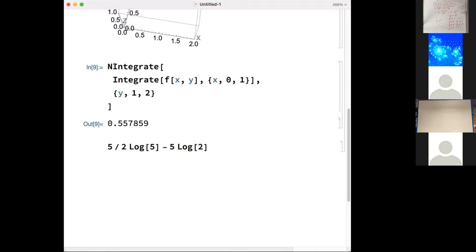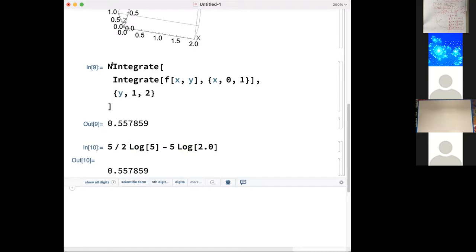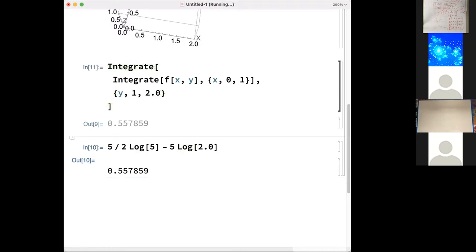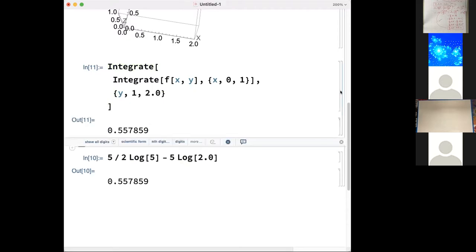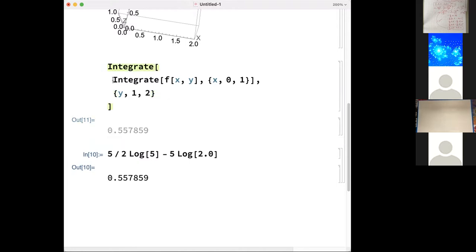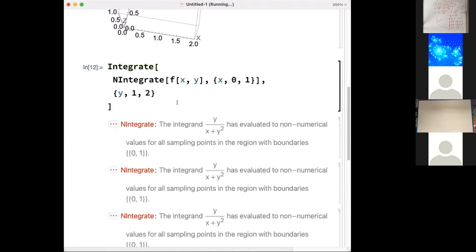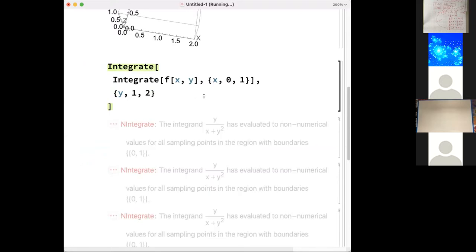And I could force numerical integration here. I could force a numerical evaluation just by changing one of these to a decimal point. Okay, so my answer and Mathematica's answer are the same. Notice I could also force numerical integration by changing one of the values of y to a decimal point. See how long Mathematica is taking to evaluate this. I cannot do numerical integration on the inside because this is not a complete double integral yet. So numerical integration on the inside wouldn't work.